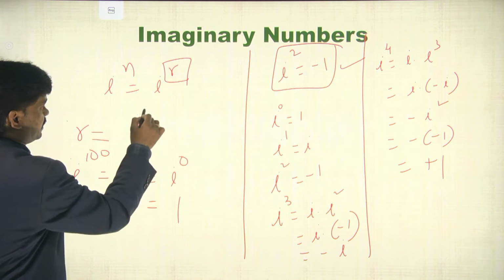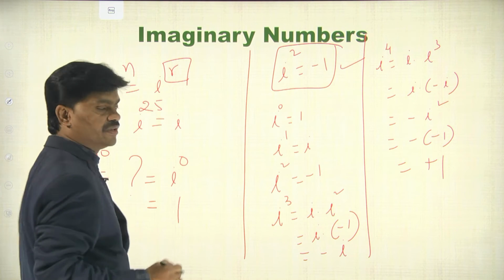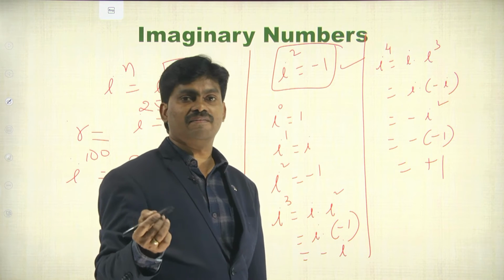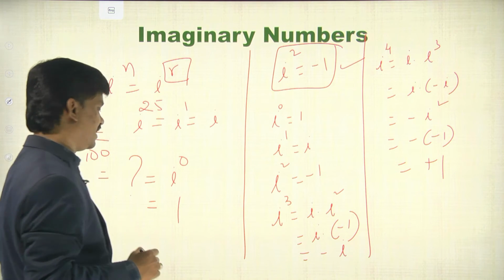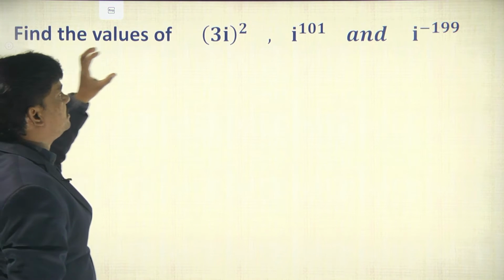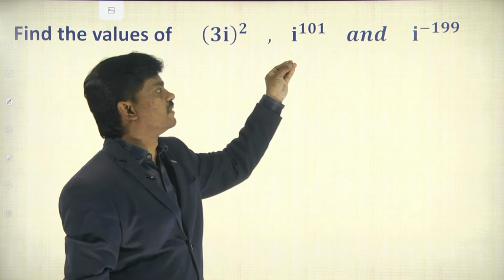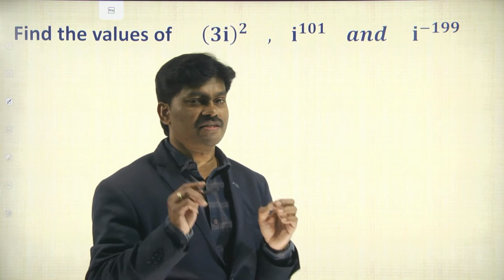Let me write i power 25. If I divide 25 by 4, what is the remainder I will get? 1. That is equal to i power 1, so the answer is i. Okay. Let's do some more questions here. Find the values of 3i square, i power 101, i power minus 199. Hope you understand the concept.